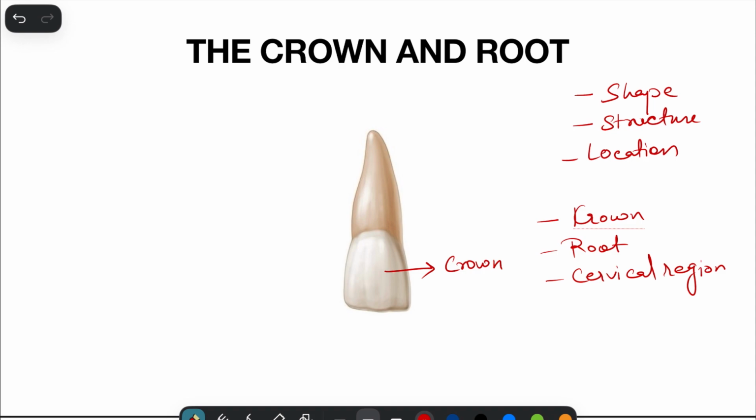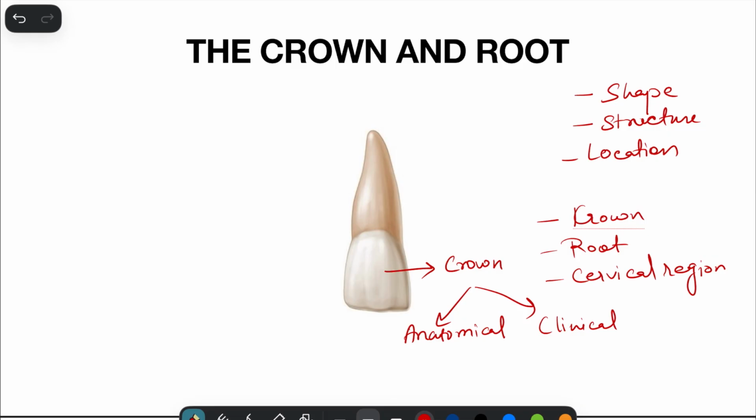Now, there are two types of crown: anatomical crown and clinical crown. Anatomical crown is the part covered by enamel, and the clinical crown is the part visible in the mouth. This may change depending upon the gingival position.